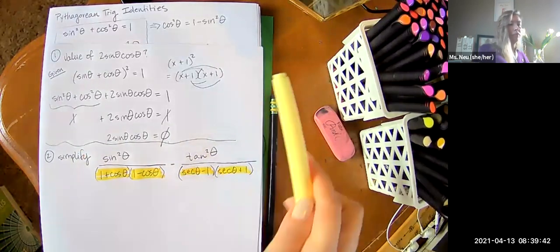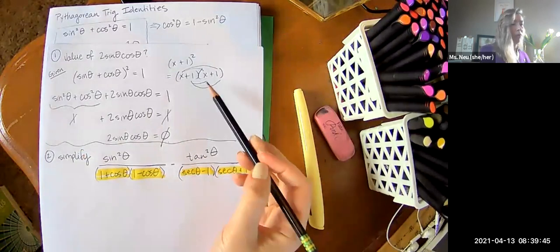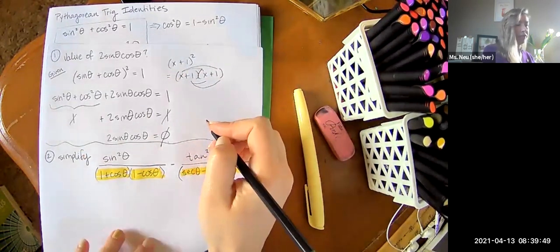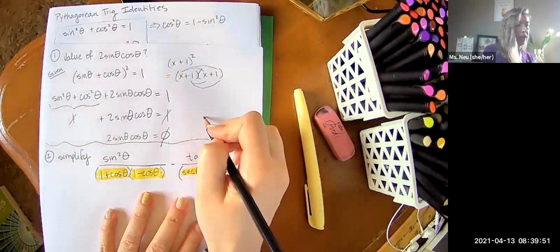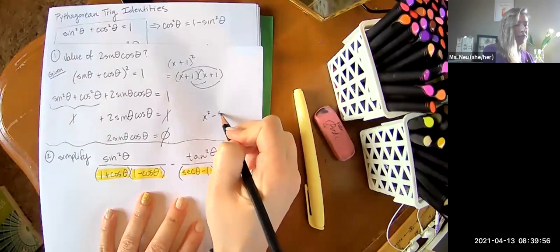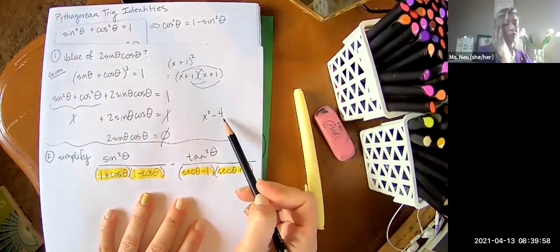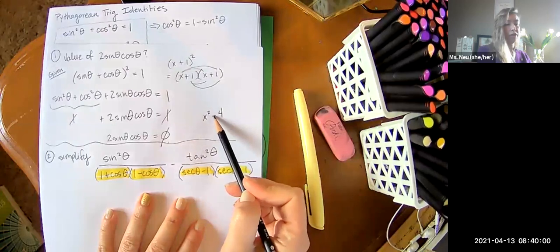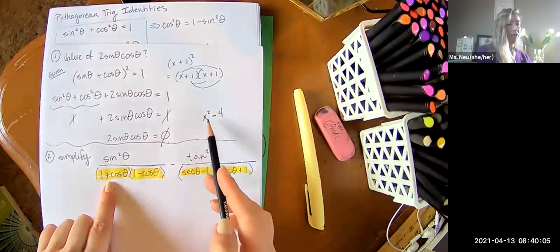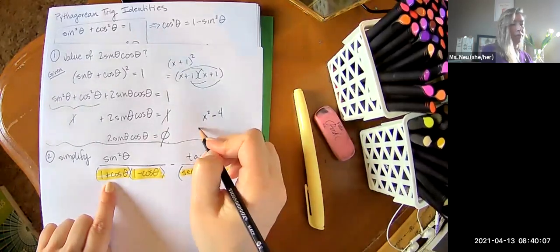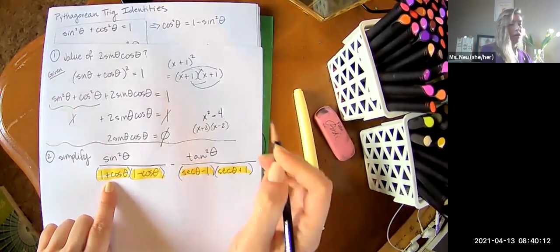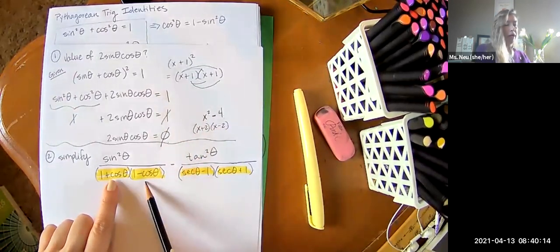So like before, when we were factoring, a difference of squares was like x squared minus 4, because 4 is really 2 squared. So this is a difference of 2 squares. So that's what we have here. If I were to factor this thing, it would be x plus 2, x minus 2. So we're going to do that with this. We're going to go backwards.